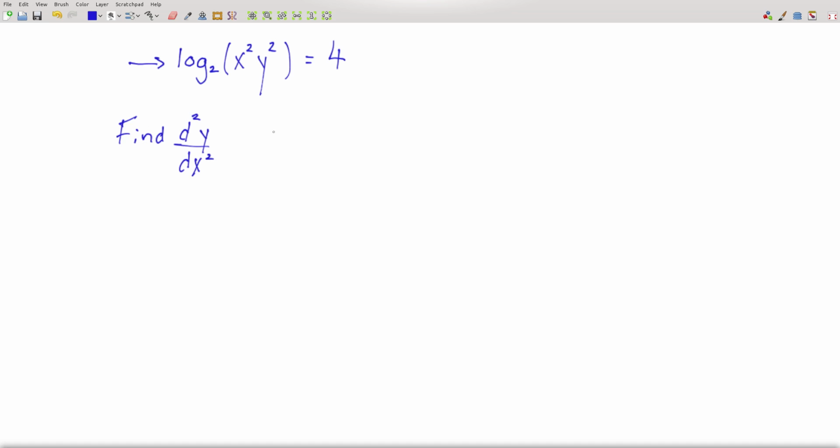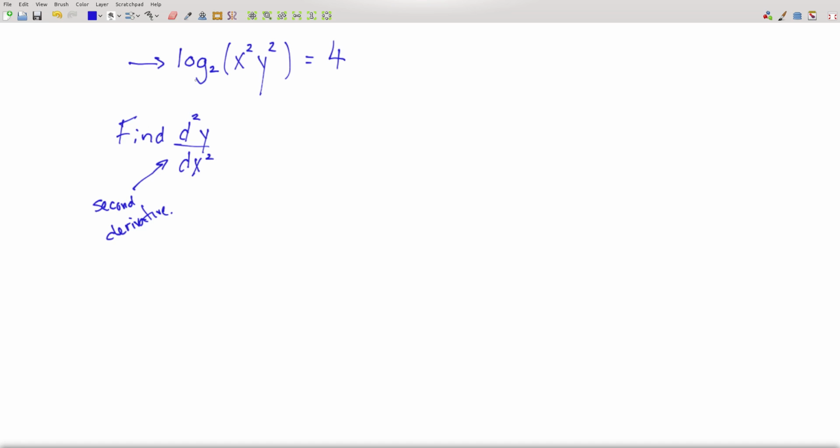Okay, and we are ultimately going to try to find the second derivative of y with respect to x. This is the symbol that means the second derivative, the second derivative of y with respect to x. Okay, so to work, you could work with this equation just as it is.